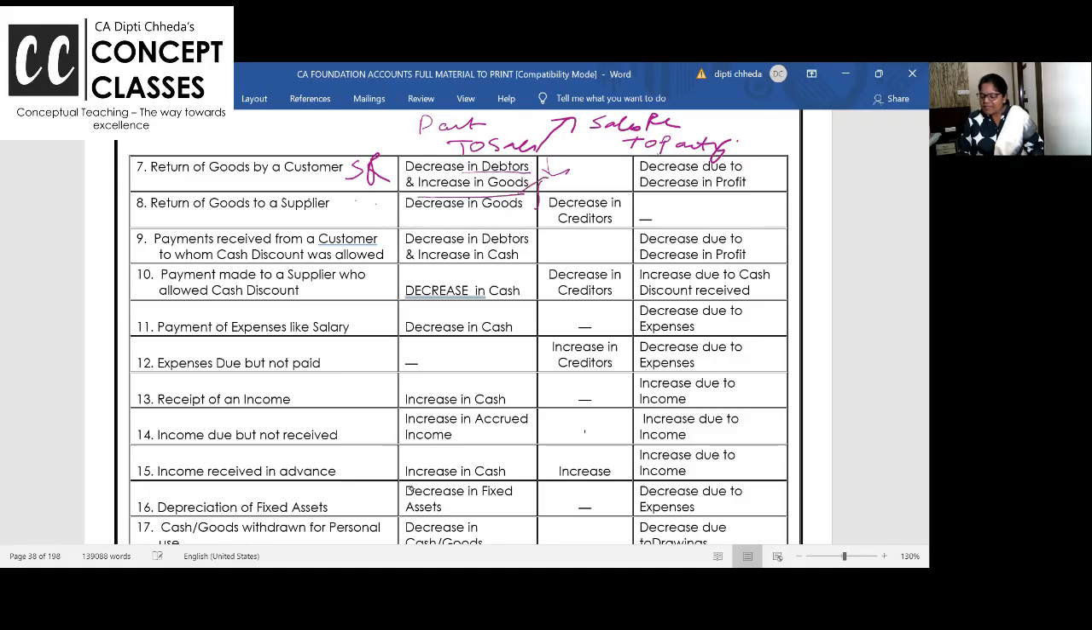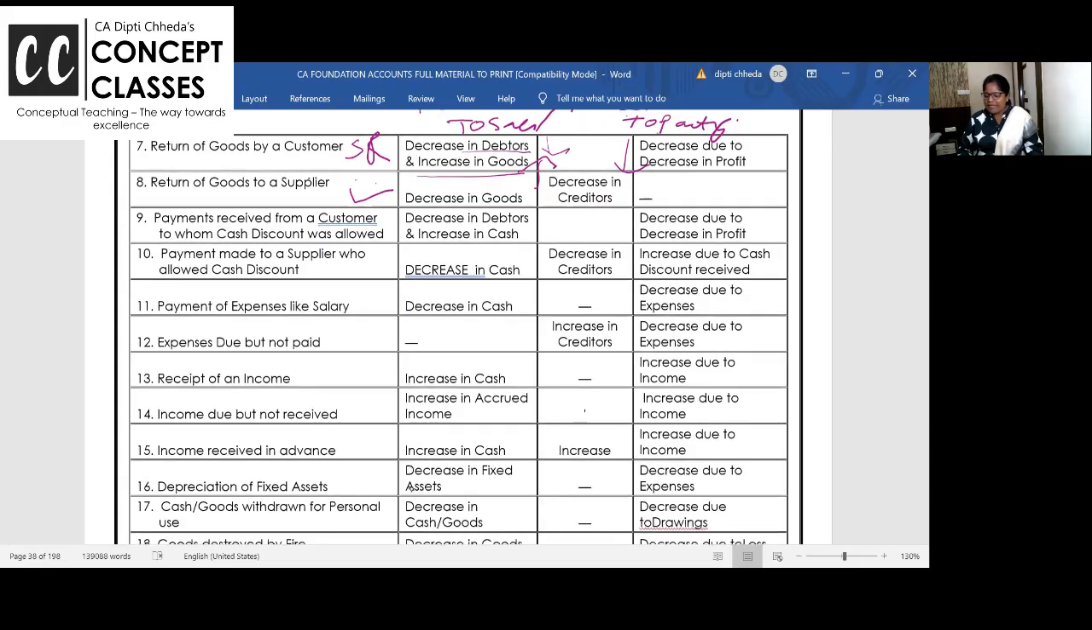Stock is increasing. And because of the sales return, the profit will decrease. Sales means profit will increase. Sales return, profit will decrease. Same for the purchases. When I work out one problem now, it will be very clear.